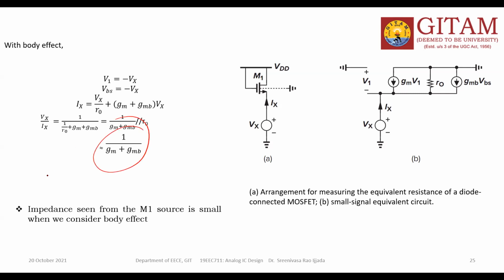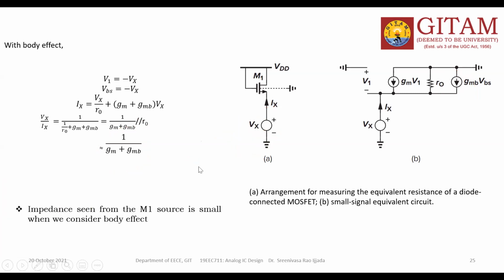That's why whenever you consider the body effect, for example, this is your device and this is the load. Then this is your M1 transistor. The impedance seen from the M1 source, from here, is small since the body effect is considered. Generally, the input impedance of the device must be high. Understand? Any doubt?